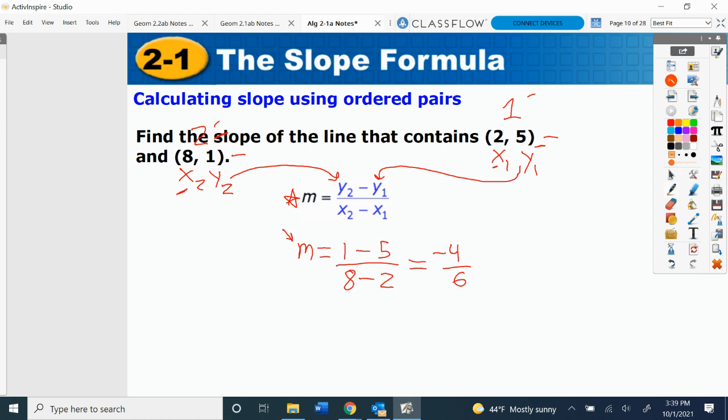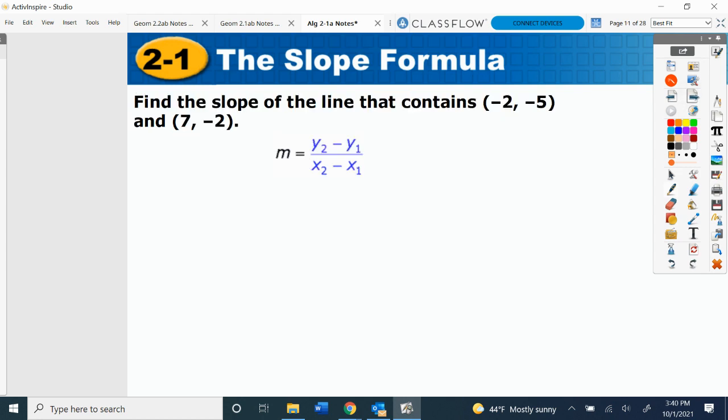Okay, and because one of our numbers is negative, that's going to make the entire slope negative, and I can simplify that down to 2 over 3. So that would be my answer. This line has a slope of negative 2/3. If we were to put that on a graph, you would see that that's what the slope would actually come out to. All right, so we can calculate it if we have 2 points. Let's check out another example.